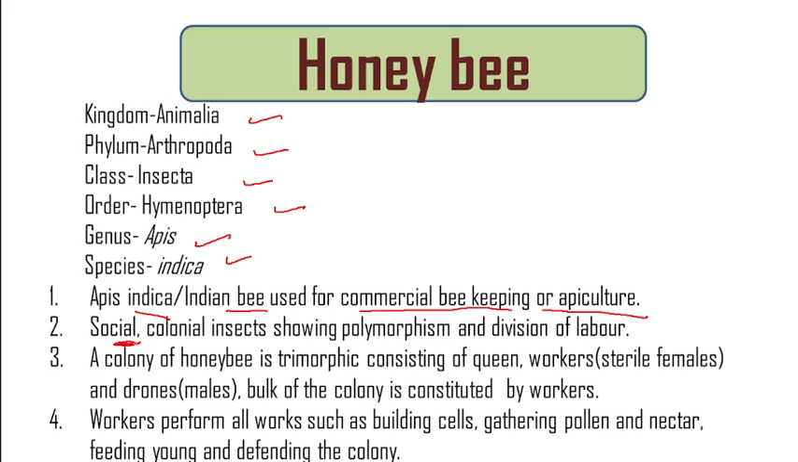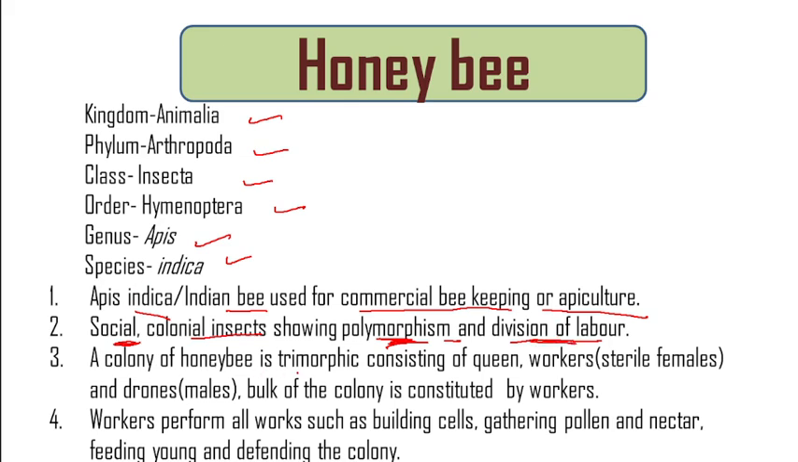It is a social animal, lives in colonies. It shows polymorphism. इसका मतलब है एक ही कॉलोनी में आपको क्वीन, वर्कर, ड्रोन देखने के लिए मिल जाएंगे, इसीलिए हम इसको पॉलीमॉर्फिज्म कहते हैं. It shows polymorphism and division of labor. Division of labor means सबका अलग अलग रोल होता है.